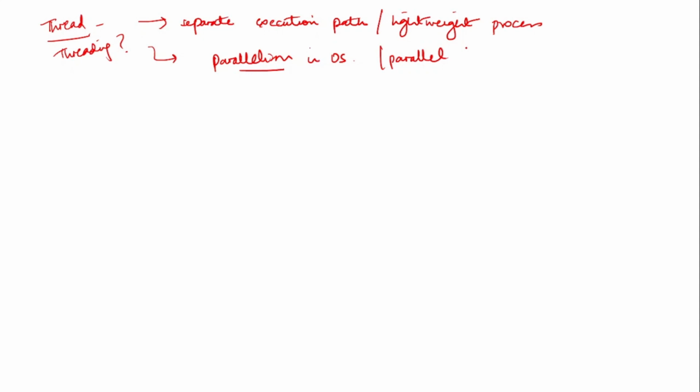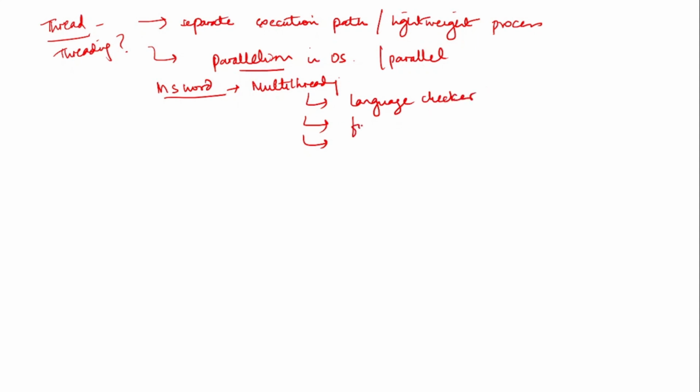Similarly, let's say you use MS Word, the Microsoft Word. MS Word also uses the concept of multi-threading. So how it can schedule different threads for different purposes. Like it can schedule one thread as a language checker, one thread for let's say formatting the text, and another one maybe for processing the input. So you can have different threads to perform all these functions.